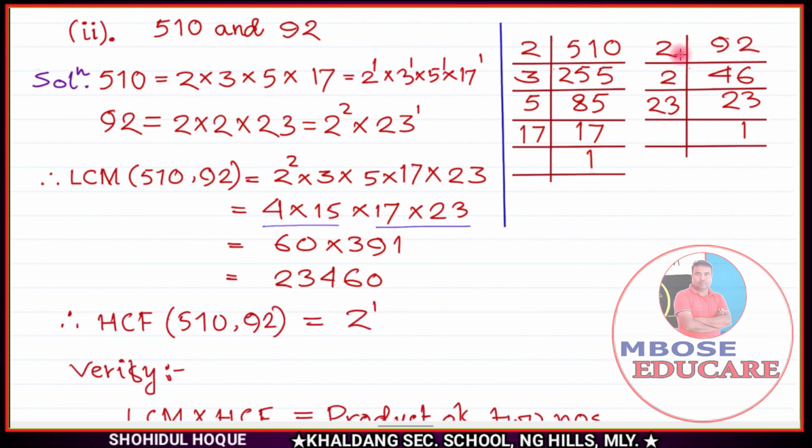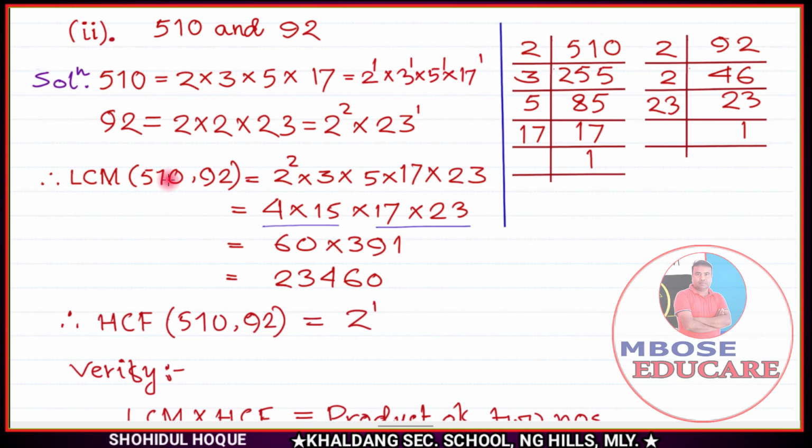Similarly, 92 we can divide by 2 to get 46, and 46 we can divide by 2, the answer will be 23. 23 itself is a prime number, so we divide it by 23, and the answer will be 1. Now we have to write the product of the factors. 510 is equal to 2 into 3 into 5 into 17. In power form, 2 to the power 1, 3 to the power 1, 5 to the power 1, and 17 to the power 1, as there is no repetition of the prime factors. Now 92 is equal to 2 into 2 into 23. In exponent form, 2 is 2 times, so 2 to the power 2, and 23 is 1 time, so 23 to the power 1. Now let's find out the LCM.